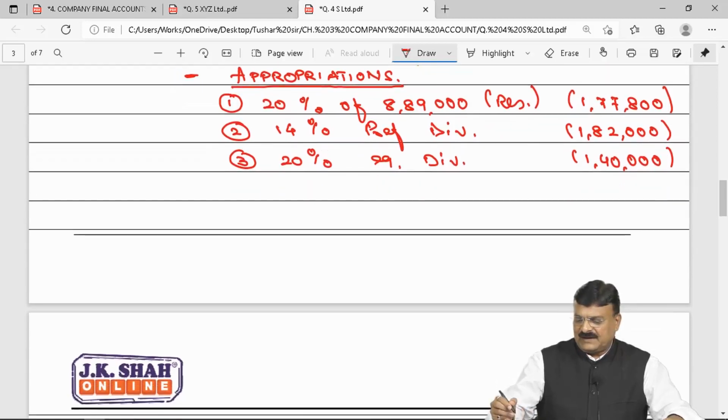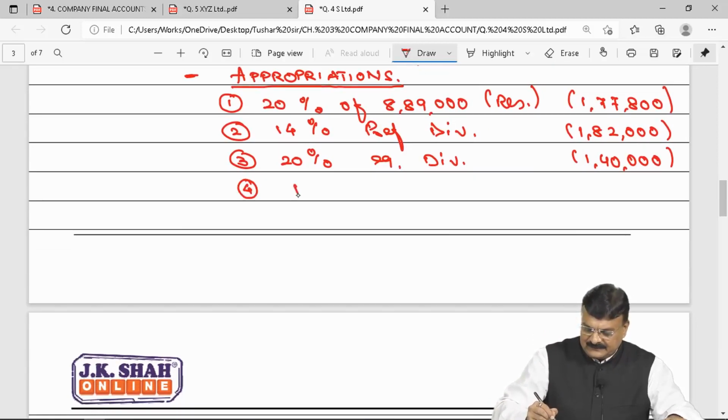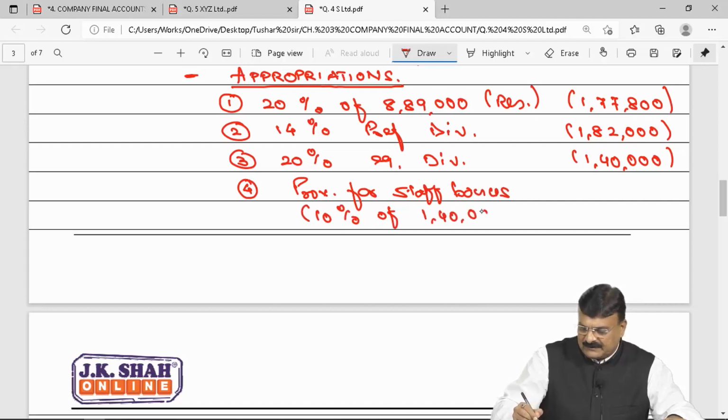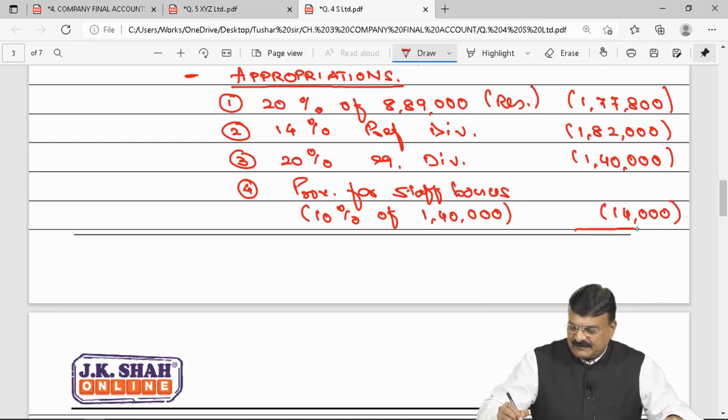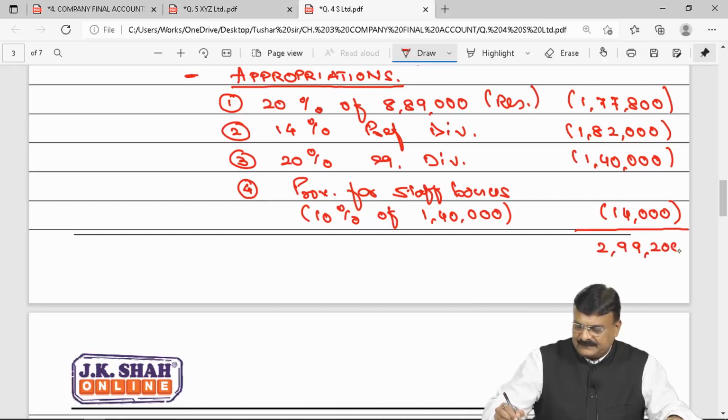As soon as you decide to give 1,40,000 dividend to equity shareholders, 10% of that will go for staff bonus. So fourth, provision for staff bonus. That will be how much? 10% of whatever you are going to give to equity people, 1,40,000. So that is 14,000. Nothing else. When you subtract all this, your surplus profit remaining now is 299,200.